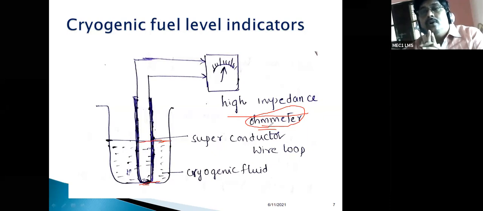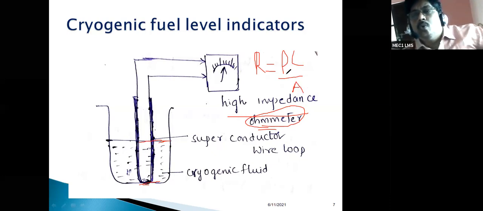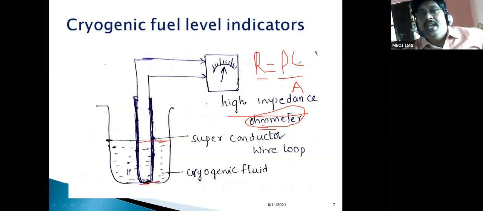Otherwise, you know very well the formula for the resistance of any wire conductor. Already you studied this formula: R is equal to rho L by A. What is rho? Rho is resistivity, R is resistance, L is the length of the conductor wire or superconductor, and A is the area. With the help of this, we can also find the resistance R.